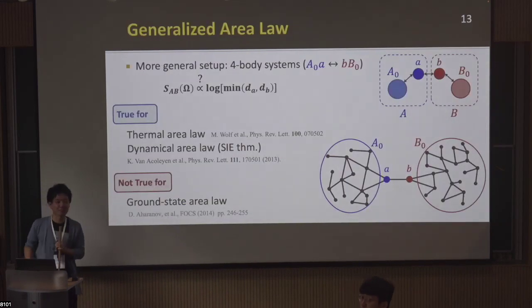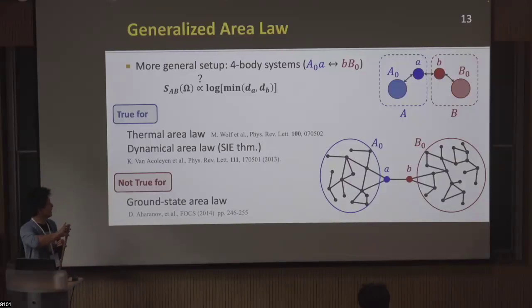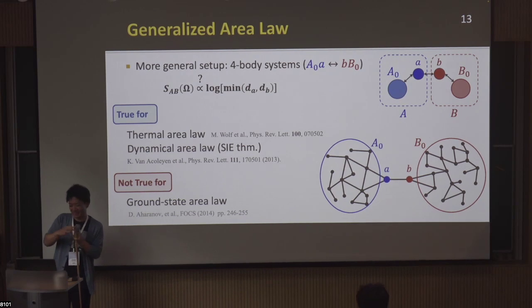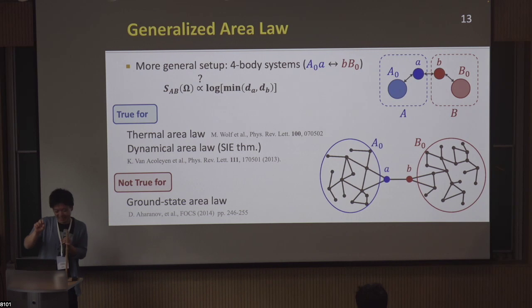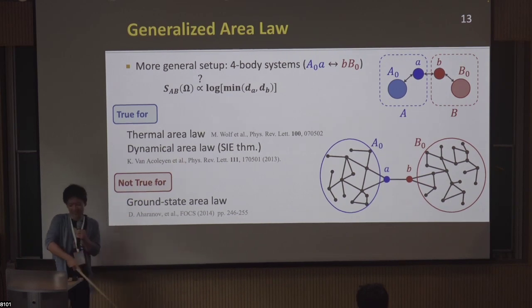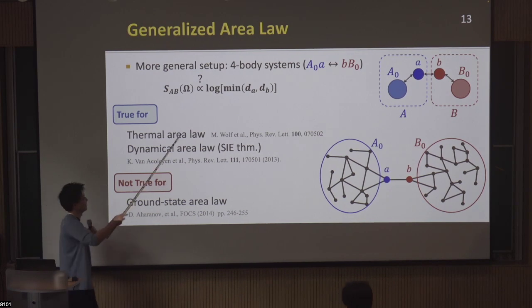Oh, sorry. The small d_a means the Hilbert space dimension of the qudit small a, and d_b means the Hilbert space dimension of the qudit small b. The generalized area law implies that the entanglement entropy is proportional to the log of this size. Sorry, I should have shown the definition of small d_a and small d_b.